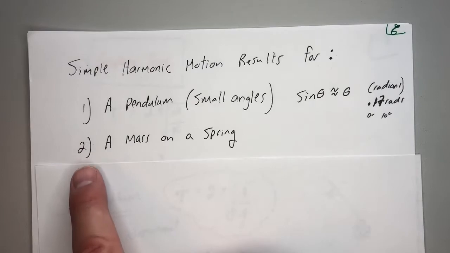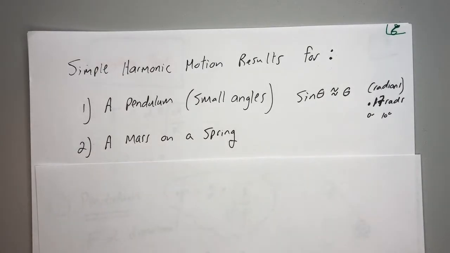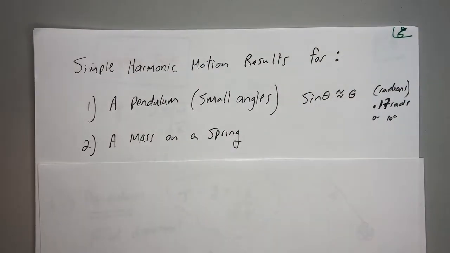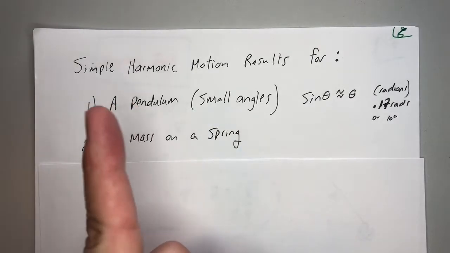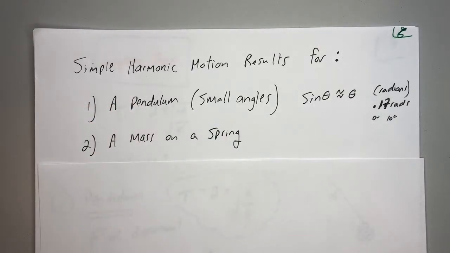Or once again, we've talked about a mass on a spring. We're going to talk a little bit more on that. Not a ton, but simple harmonic motion results in these two situations. Because you can picture a mass on a spring oscillating back and forth, and a pendulum at small angles will go back and forth. I can't do it with my finger, but you get the picture there.